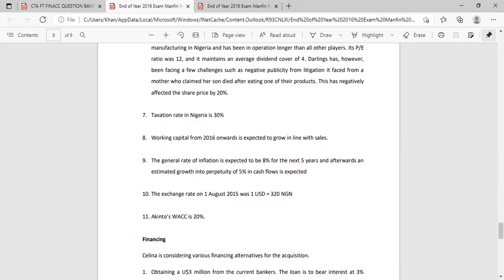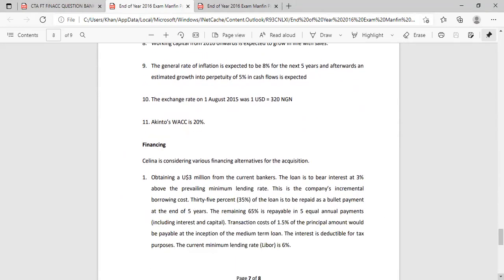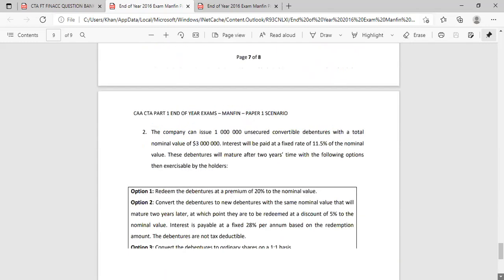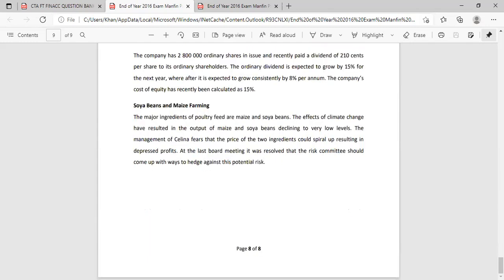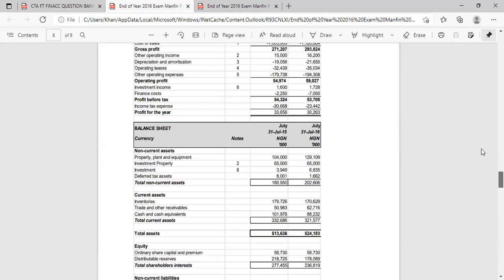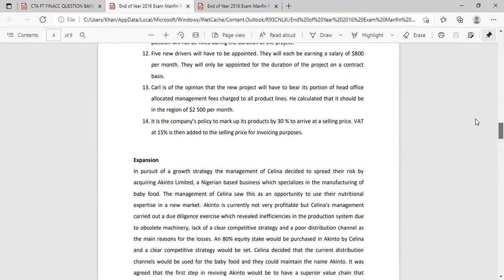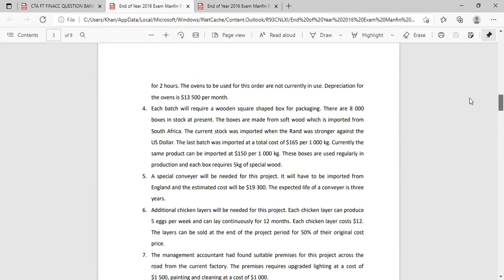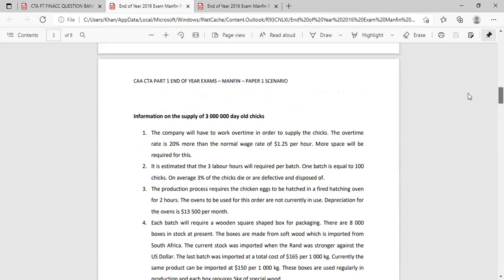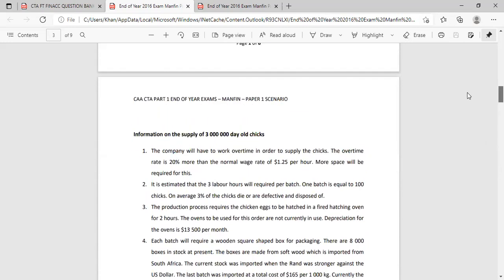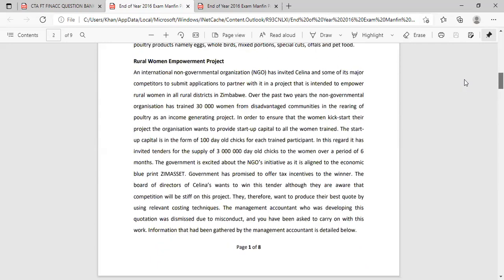We're not going to read through the financing and so forth. We'll just read up until the valuation. We're going to read the expansion and the valuation, so just take note. We won't read this information on the chickens as well, because that's not going to be applicable to us.